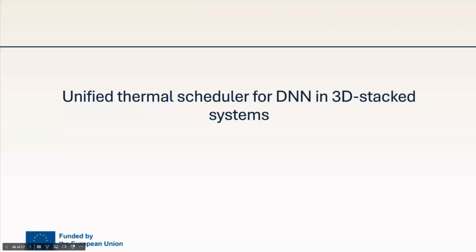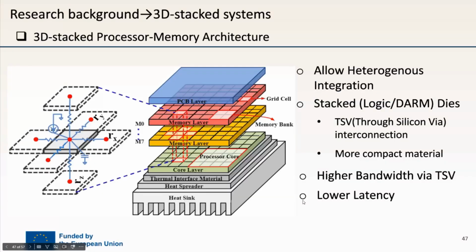Hello, everyone. Good afternoon. I'm going to talk about the unified thermal scheduler for deep neural networks in 3D stacked systems. A 3D stacked system, as the name suggests, involves stacking dies together, including the cores and the memory. This architecture enables heterogeneous integration, improving space efficiency.